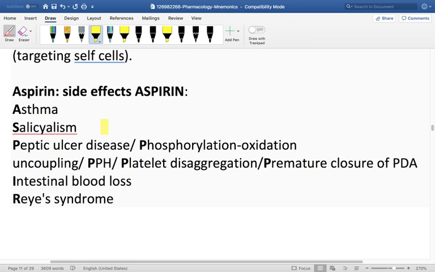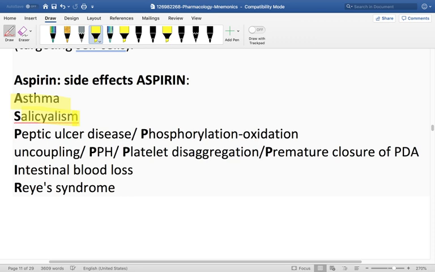Aspirin side effects, how will you remember? Asthma, salicylism, peptic ulcer, then oxidative phosphorylation uncoupling. Whenever oxidative phosphorylation in the electron transport chain is uncoupled, what will happen? When the electron is passing, all that energy is released as heat. And aspirin should be remembered, because when you give aspirin, the patient will develop very high temperature, they go into hyperthermia in toxicity. That's very important.